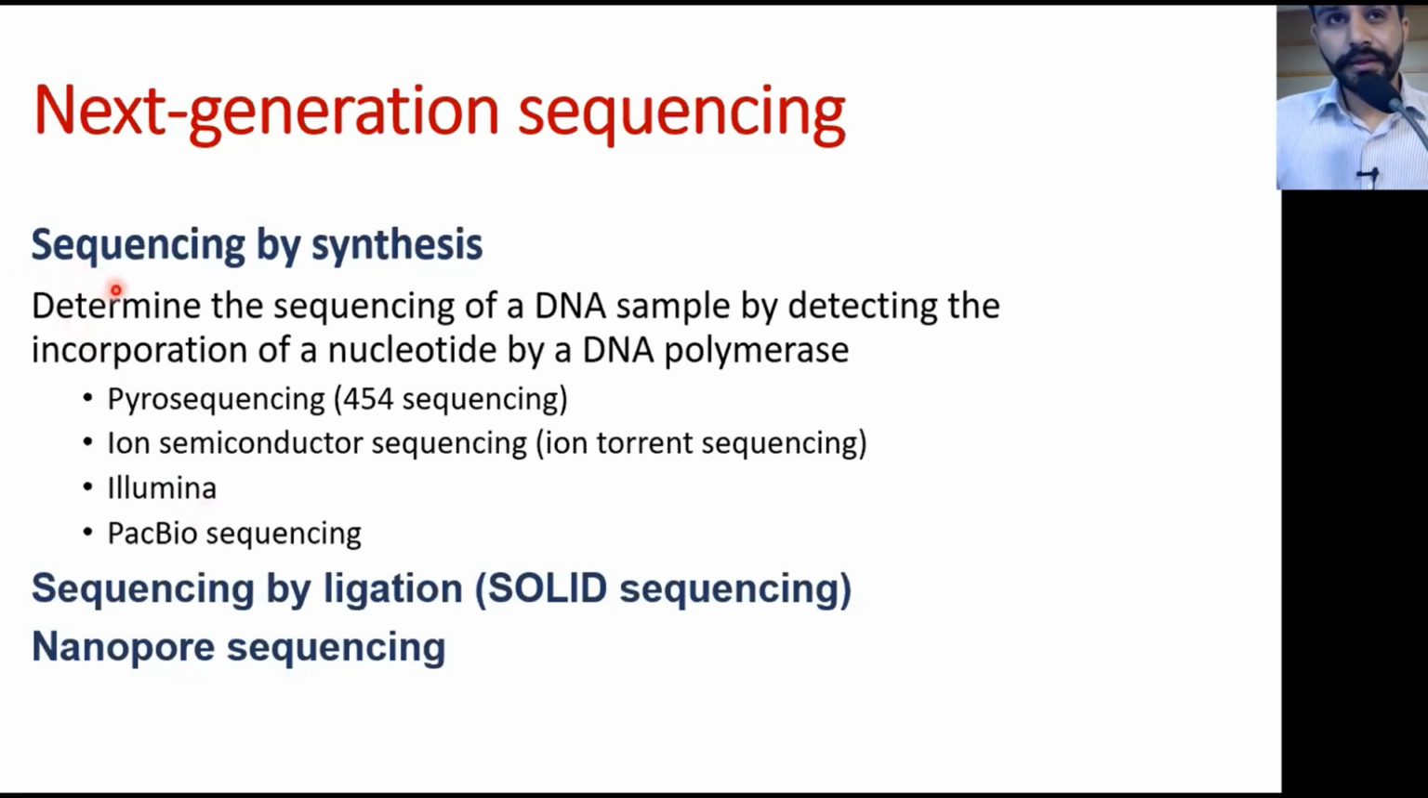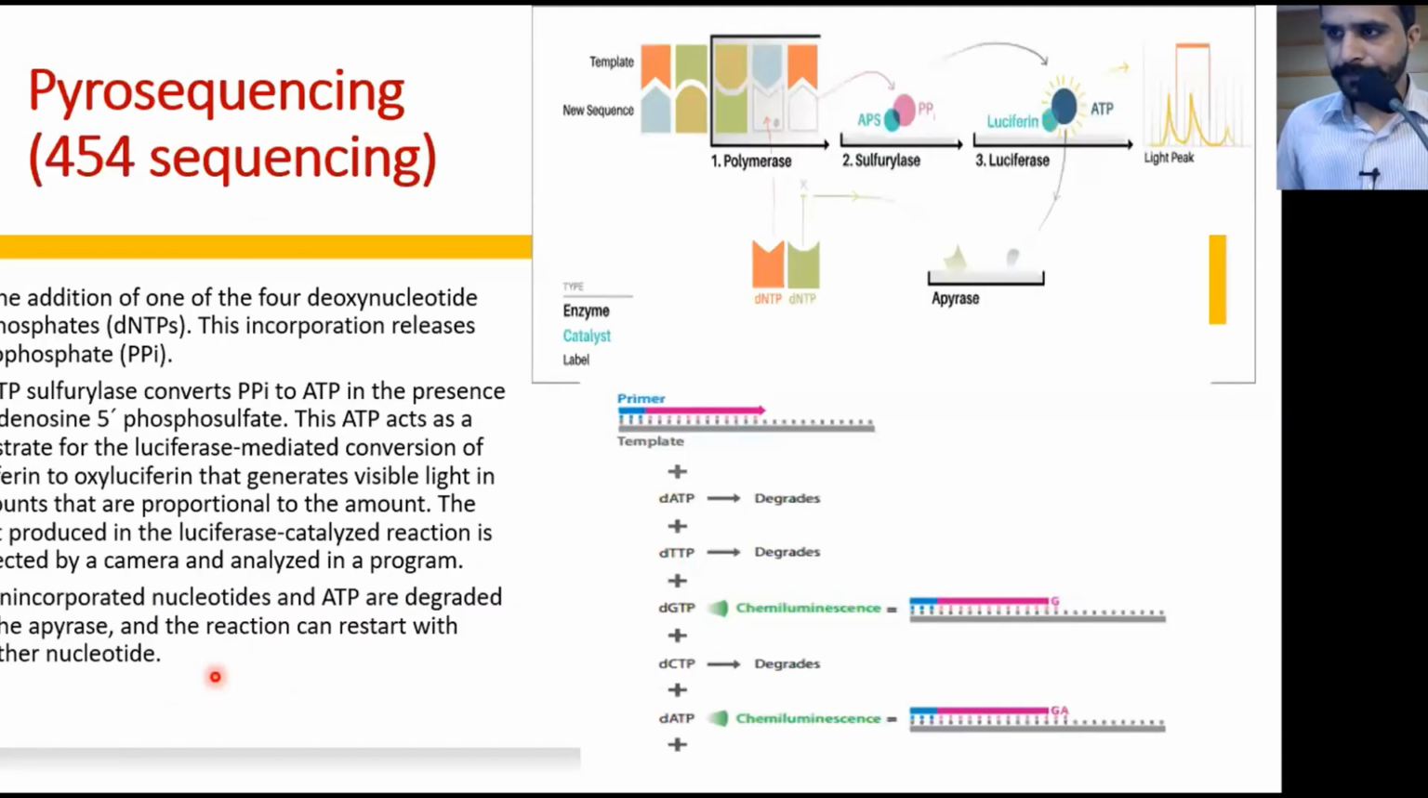In this sequencing method, sequencing is done by synthesis. So it's a long read sequencing. We can generate long reads as compared to Illumina, which is a short read synthesis system. And we also have sequencing by ligation and nanopore sequencing. We will also talk about nanopore sequencing in this lecture.